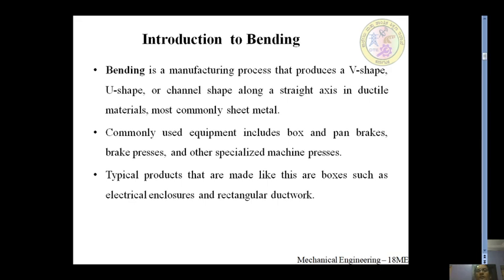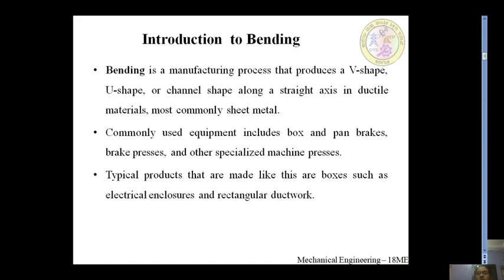In forming operation, unlike the earlier cutting or shearing, the cutting is not taking place, whereas in forming operation the plastic deformation is taking place and then we get the required shape and size. So bending is an example of the forming operation. In bending, the manufacturing type produces a V shape, U shape or channel shape along the straight axis in ductile materials, most commonly sheet metals.